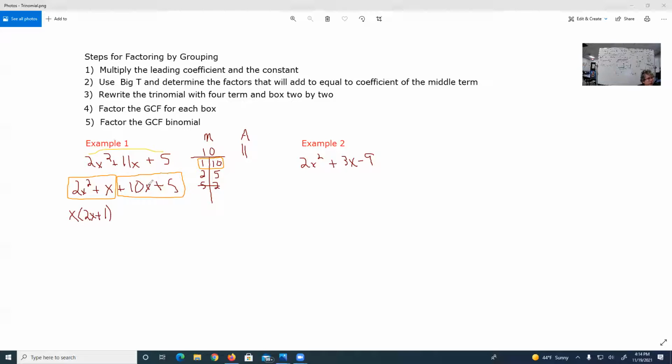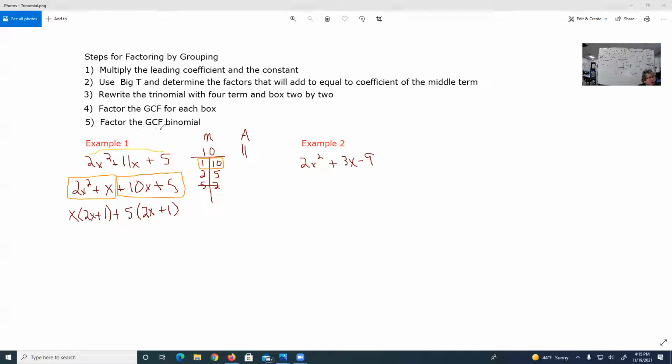We then look at our second box and we see that there is a GCF of 5. So we pull out a positive 5, so we put a plus 5 there in that situation. Helps us with our signs. 5 times 2x would give us our 10x. And 5 times what would give me 5 would be, again, we need a 1 there. So that checks out, 5 times 2x. So we're factoring a little bit there.